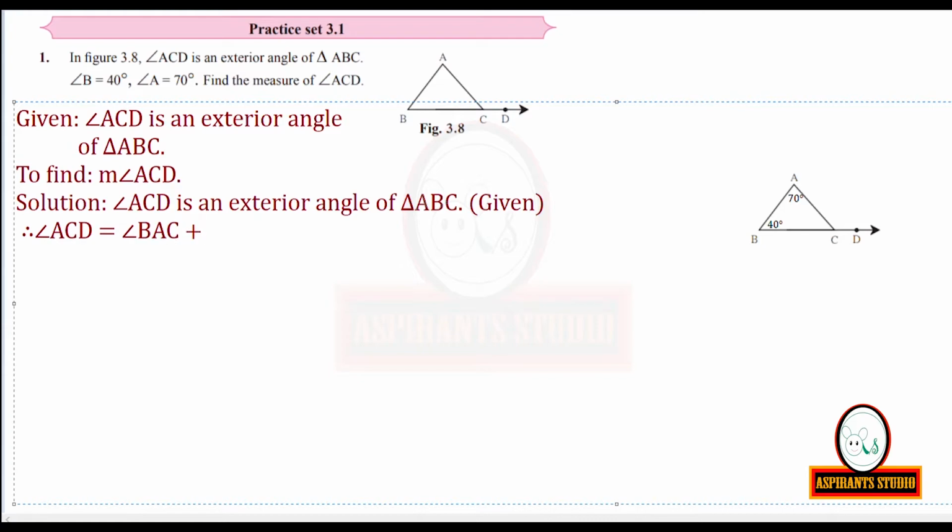So, measure of angle ACD will be equal to measure of angle BAC plus measure of angle ABC. You have to write the reason by the side: by theorem of remote interior angles. Otherwise, by remote interior angles theorem.